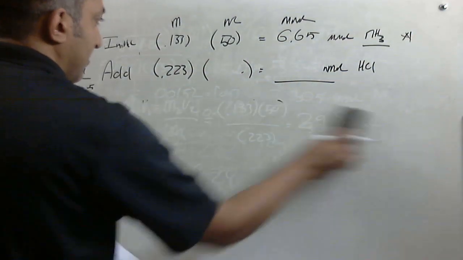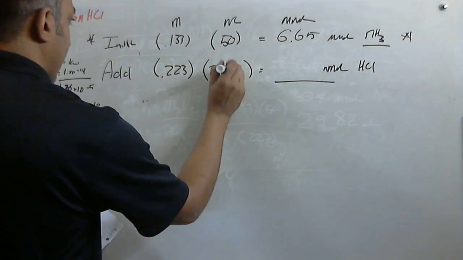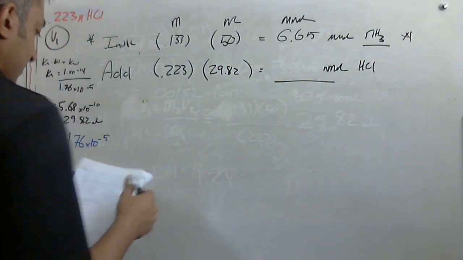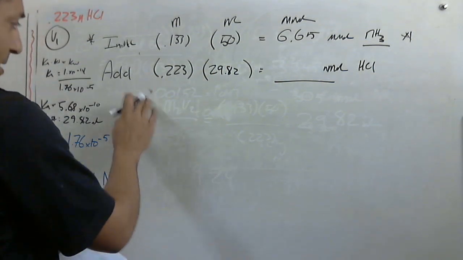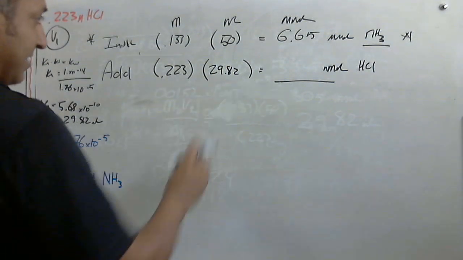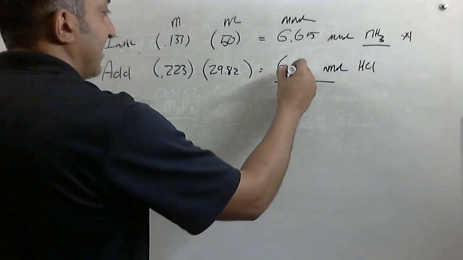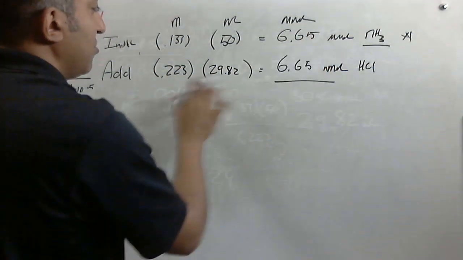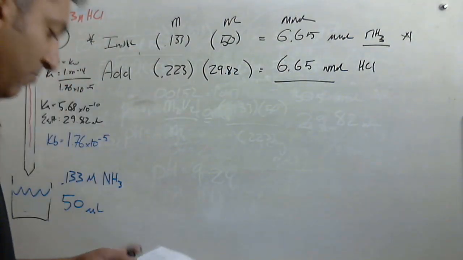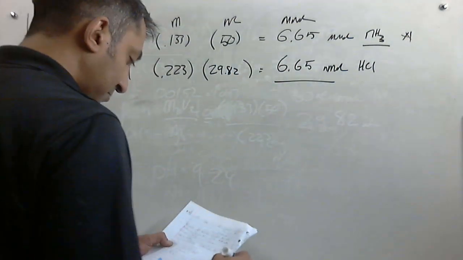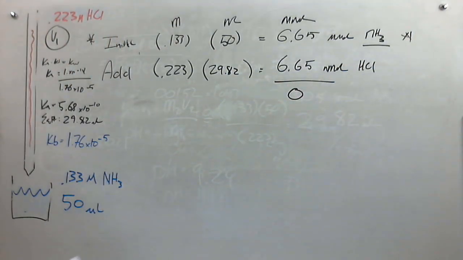So let's get rid of this. Let's put that right here, 29.82. We're going to stick with our initial. It's not going to change. Our moles of our base, if we're at the equivalence point, I'm going to assume it should be the same amount of moles. Do the math, but that's what it should be if you found the right equivalence point. So we're going to have 0 moles left.